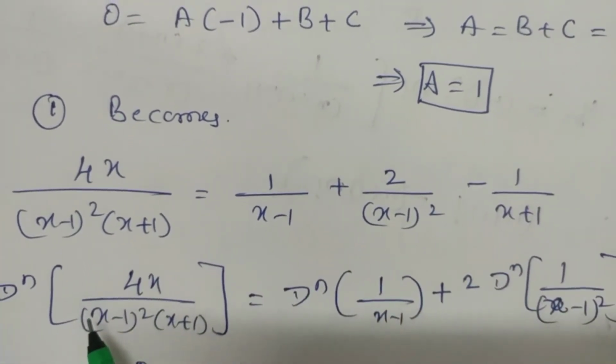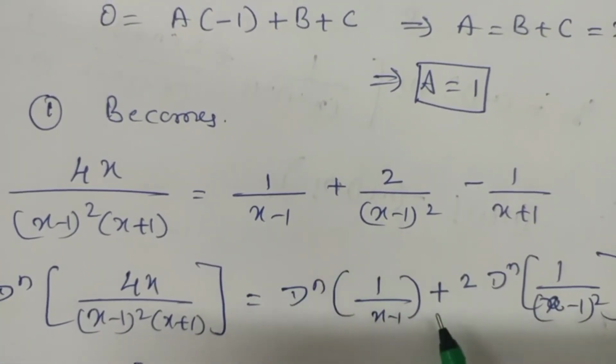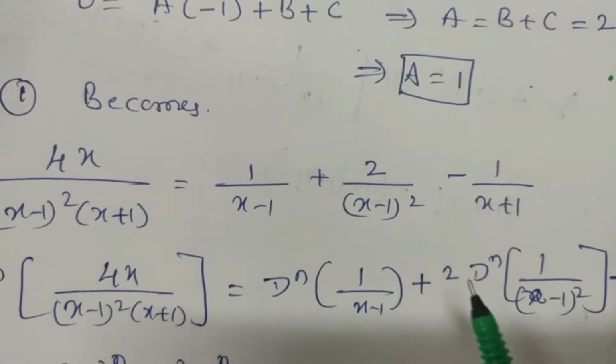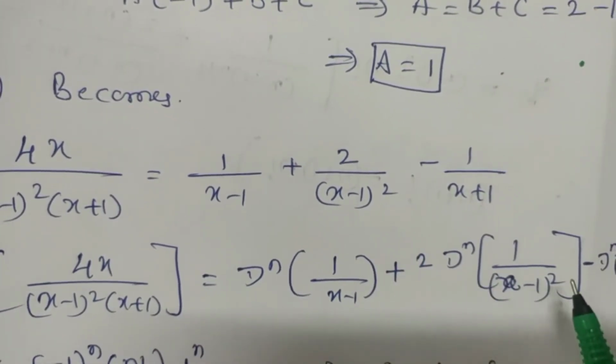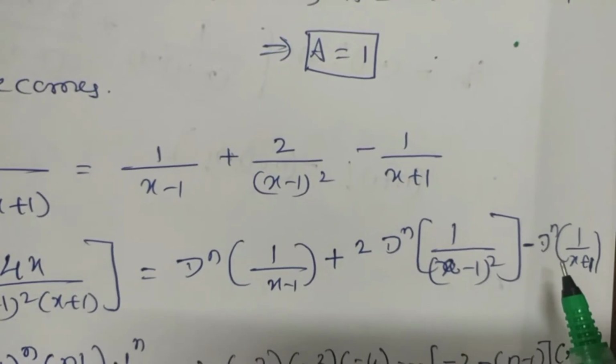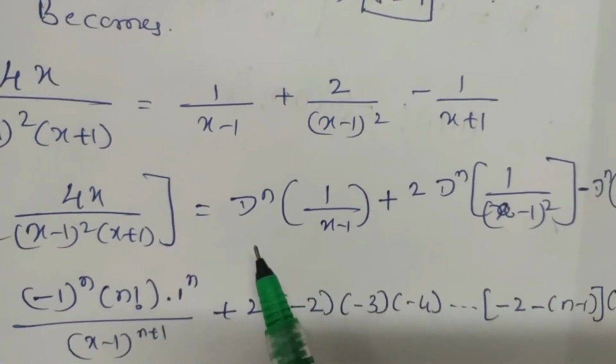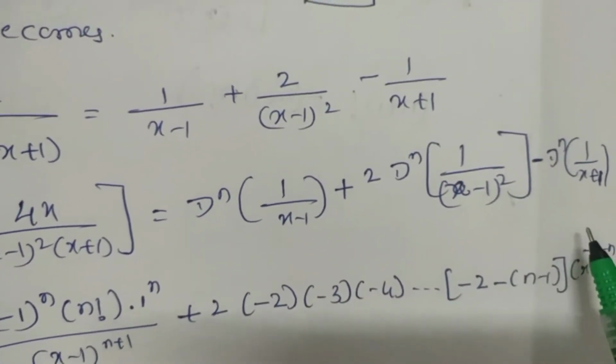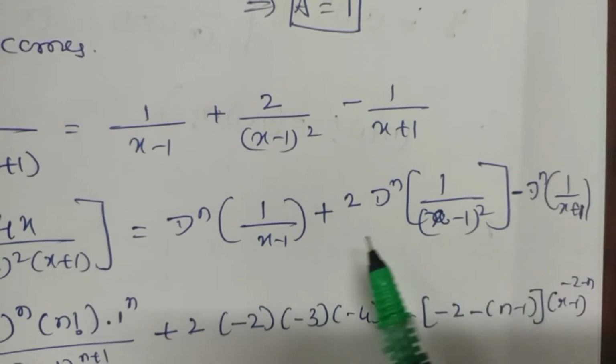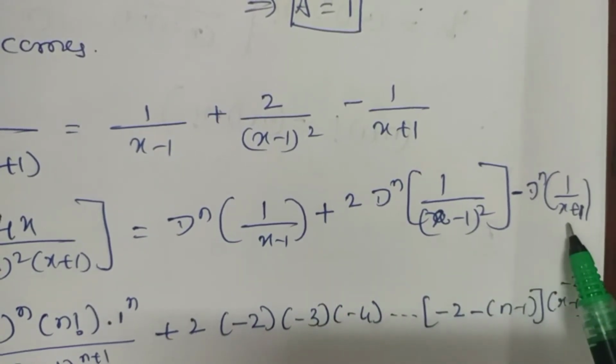Now we apply its nth derivative. So nth derivative of 1 by x minus 1, plus 2 as it is constant, nth derivative of 1 by x minus 1 whole square, then minus nth derivative of 1 by x plus 1. We know these two are simple. We know nth derivative of 1 by x plus b. So we can do these two as it is.